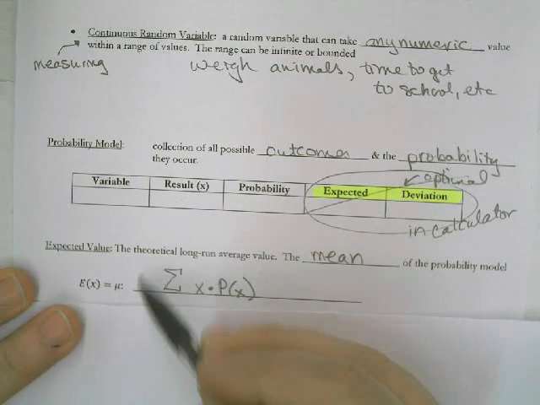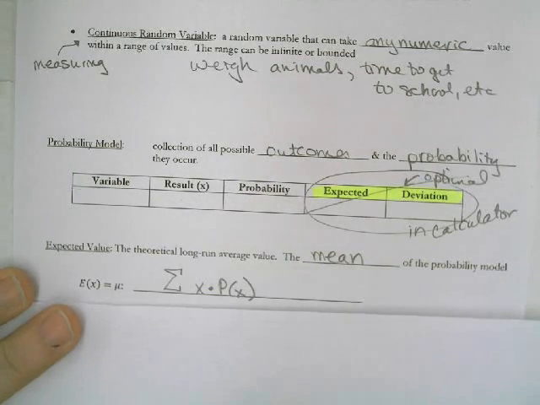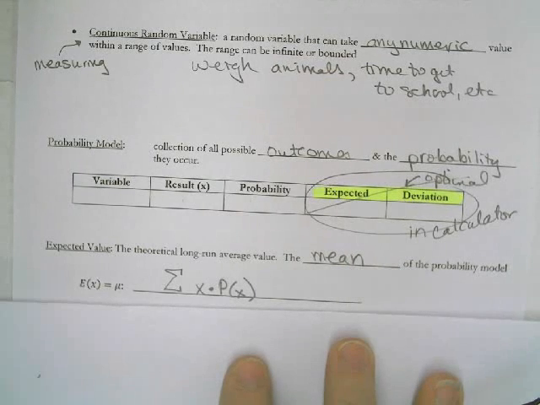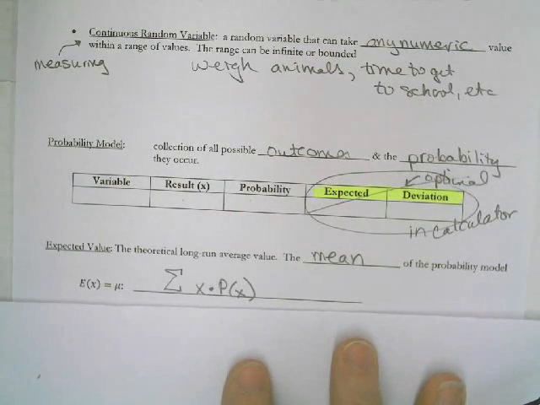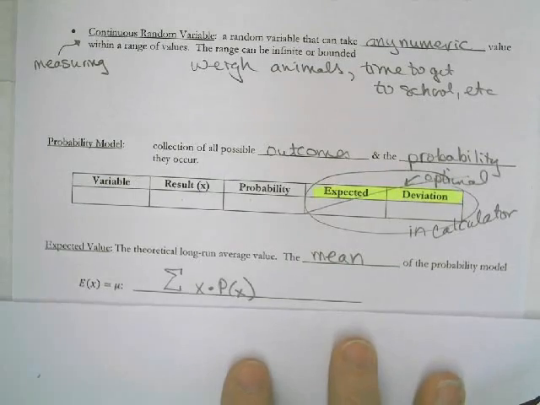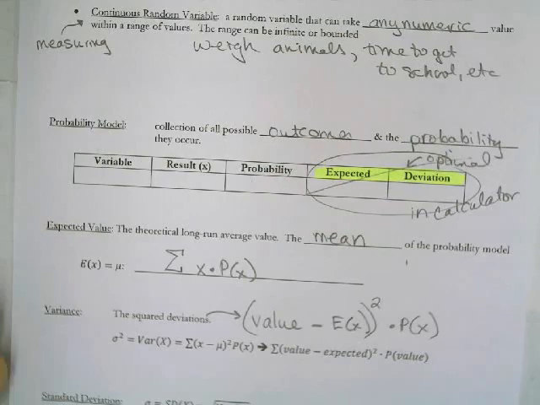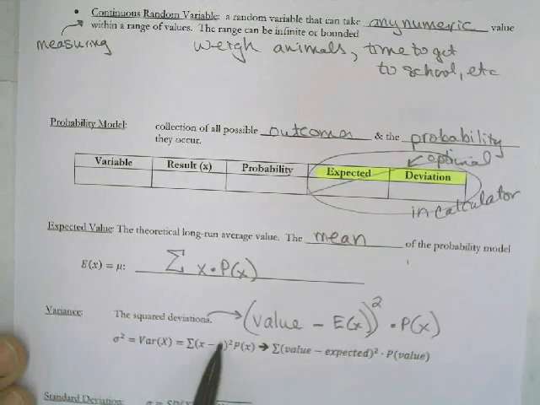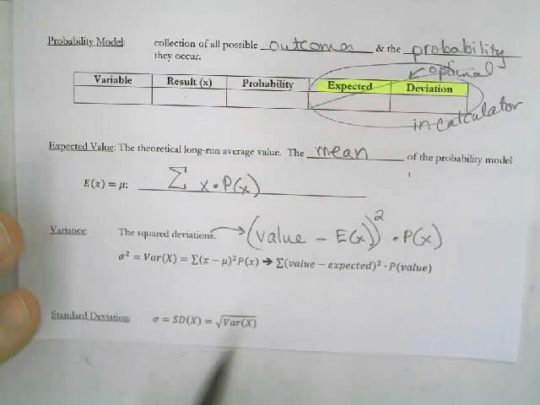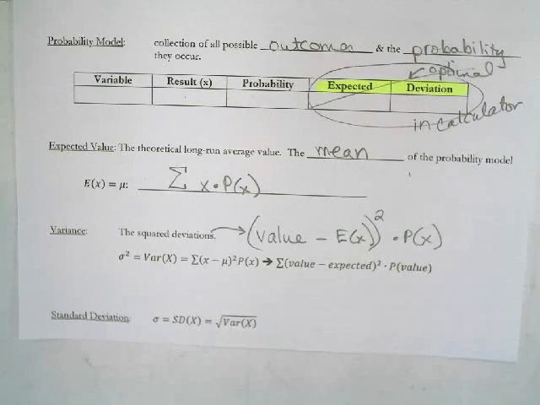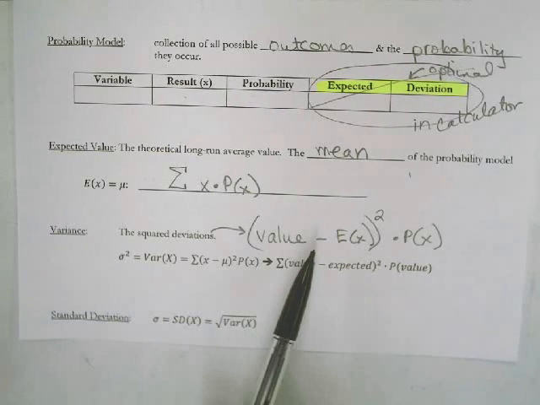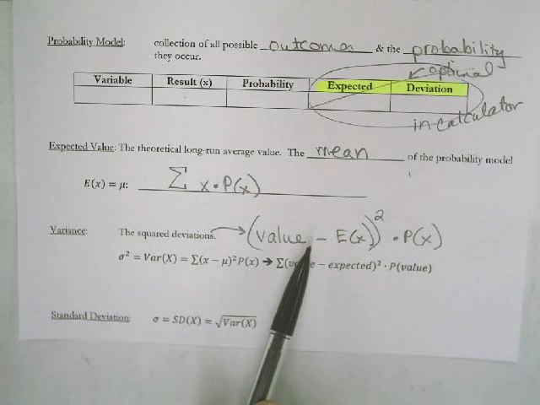The next thing we have is the variance. And again, it's another tricky formula, but variance is just how much things vary. And so we find the variance by subtracting each value from the mean, which is your expected value, and squaring that value. But then you also have to multiply it by the probability, because this is a probability model. Again, these two formulas, don't worry about too much. Your calculator can do what you need.